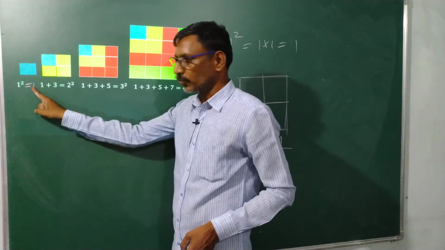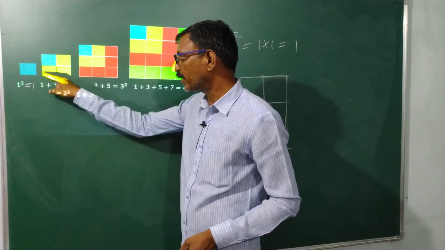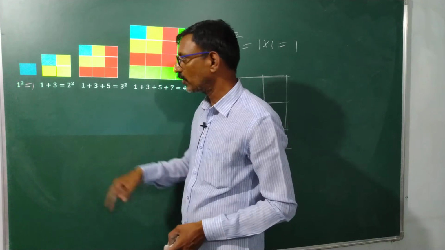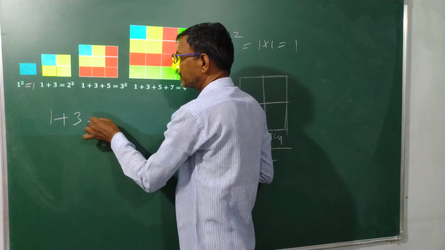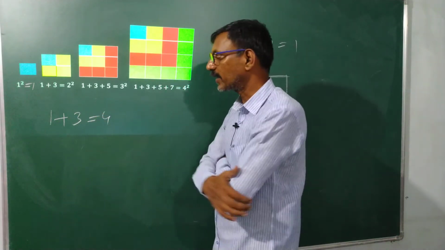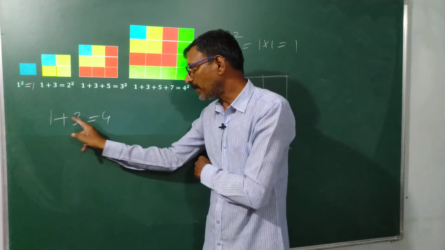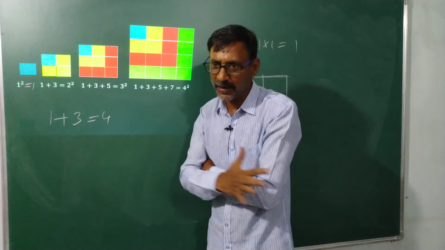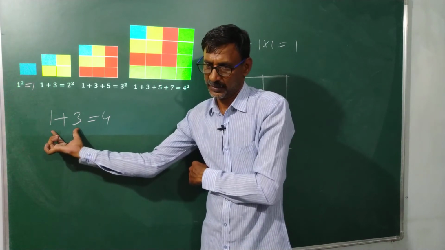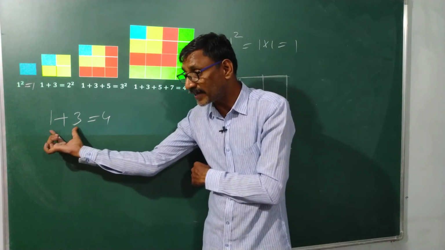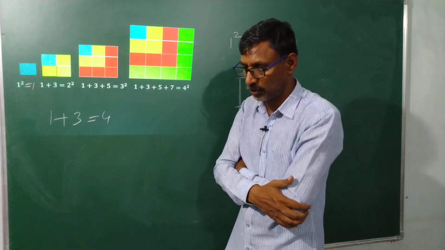Blue color says 1 square. Here, by observing, how many yellow color squares are there? 1, 2, 3. That's the reason 1 plus 3 is equal to 4. Total 4 squares are there. 1 plus 3: 1 is an odd number and 3 is an odd number. The sum of the first two odd natural numbers is always equal to a square number. By this activity we conclude this.